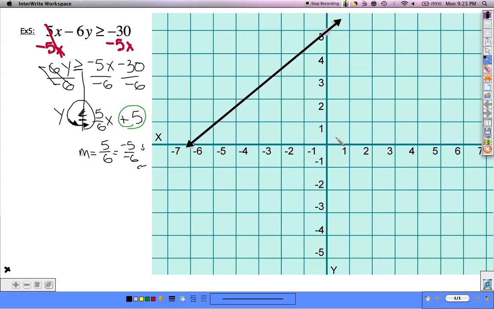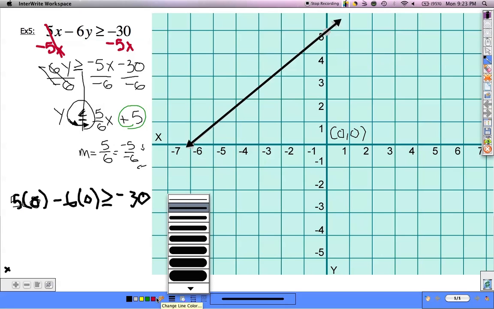So again, the easiest point to use is the origin, and use the origin with your original inequality. So 5 times 0 minus 6 times 0. We want to see, is that going to be greater than or equal to -30?